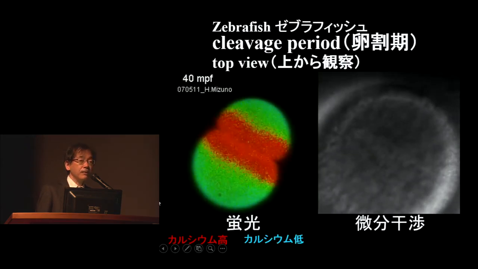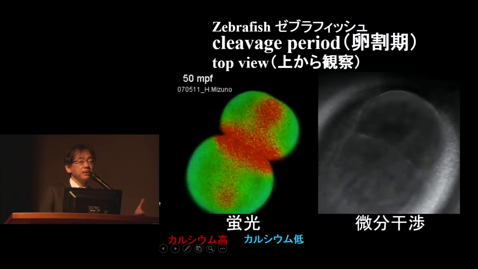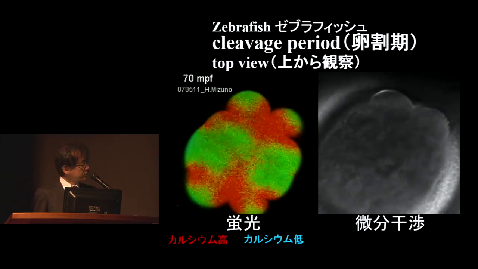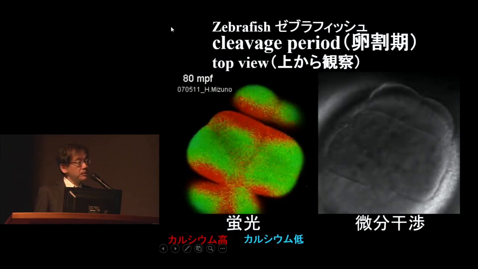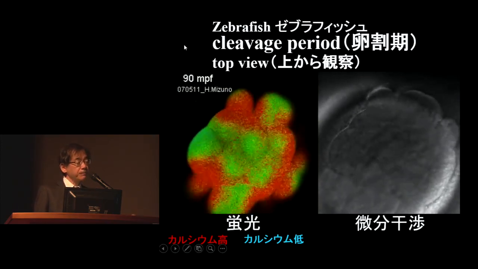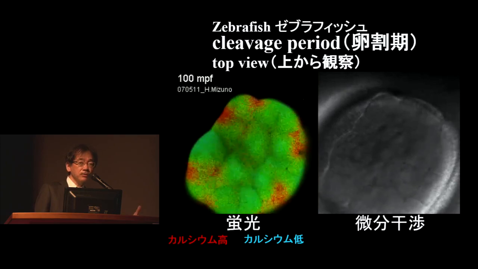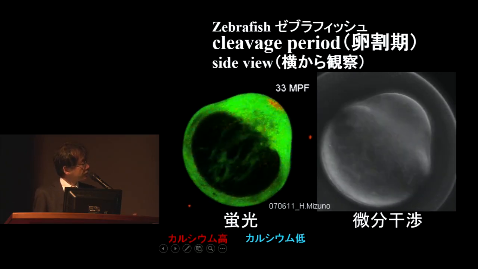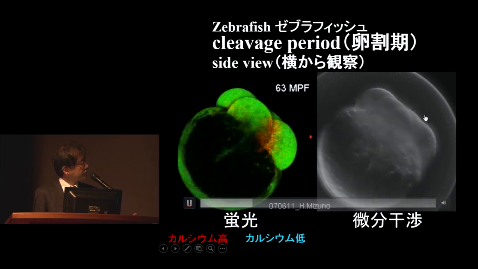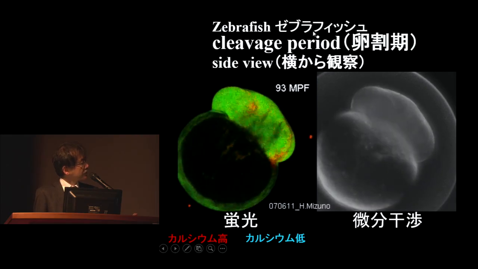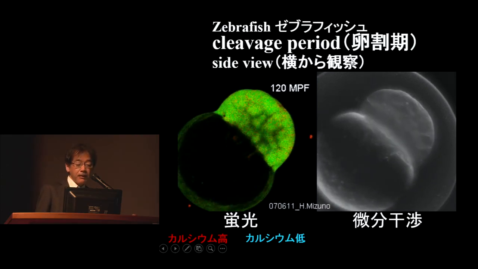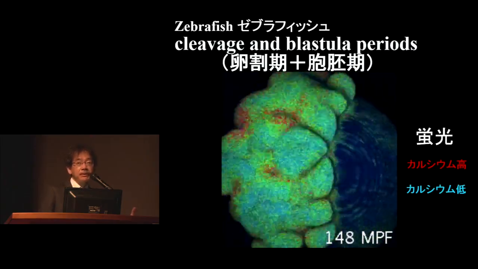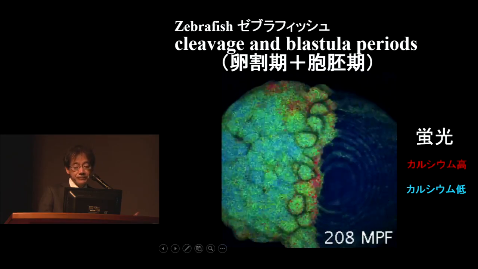Okay. So during this cleavage period, the calcium transients are mostly linked to cell division. About 10 minutes before cell cleavage, calcium concentrations increase to activate many calcium-dependent machineries. Okay. And side view. Okay. And this cleavage period is followed by the blastula period, and the calcium up and down is very localized to the surface of the embryo. Okay.